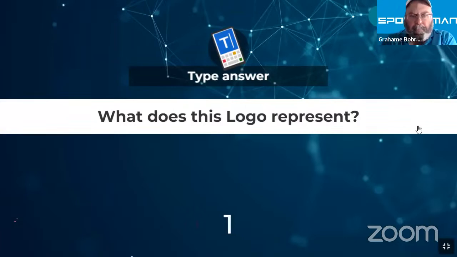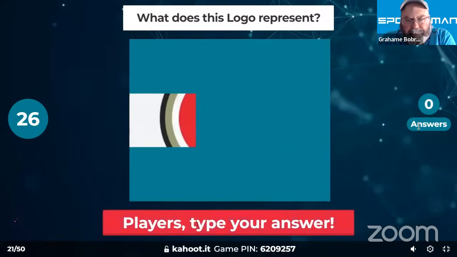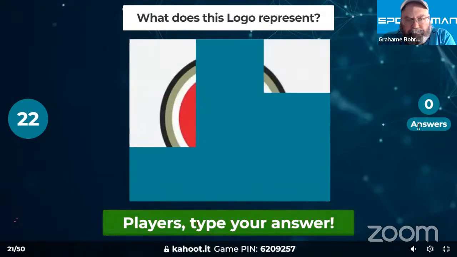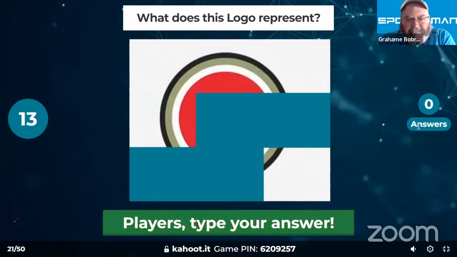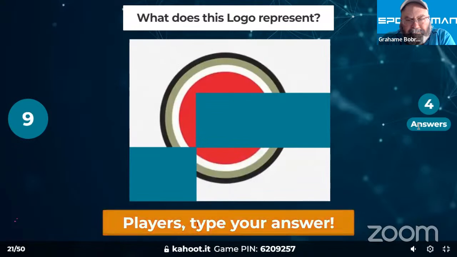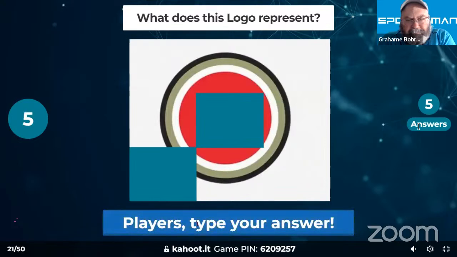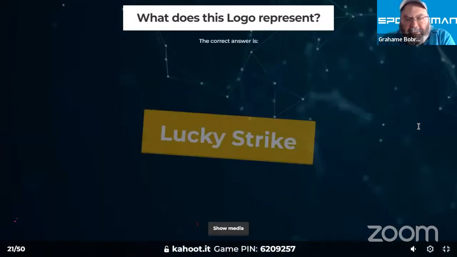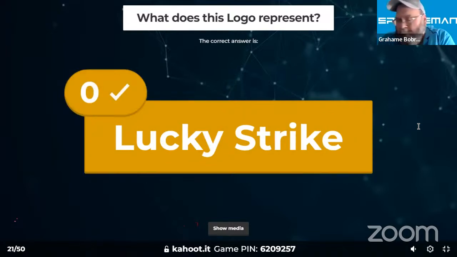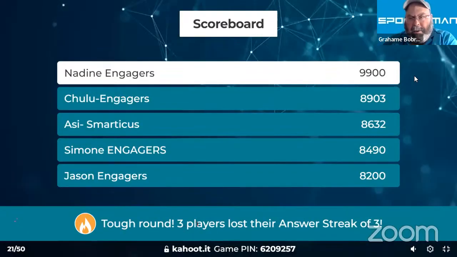What does this logo represent? Need you to type your answer. The toughie. Showing your age there. Very tough. All the smokers out there, it's a worldwide brand, Lucky Strike. I'm certainly not a smoker, but I am probably old enough to remember it quite well. Nobody getting it right. Next question.